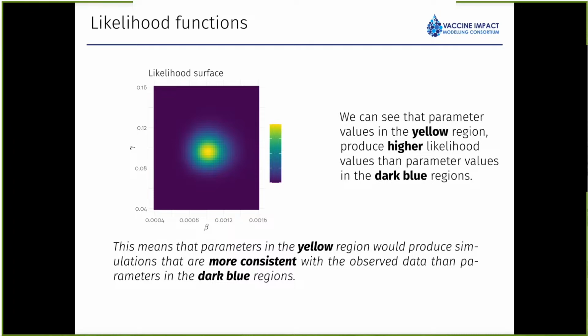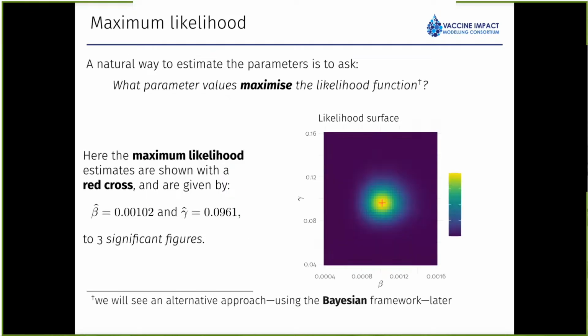So we can ask the question, what parameters maximize this likelihood? And if I do this, then my maximum likelihood estimator is given by this red dot here, right, which is slap bang in the middle of that yellow region, okay? And if I pull out the estimates, so based on the data that I have, the best estimates for beta and gamma are these ones here, okay, to 3 significant figures.